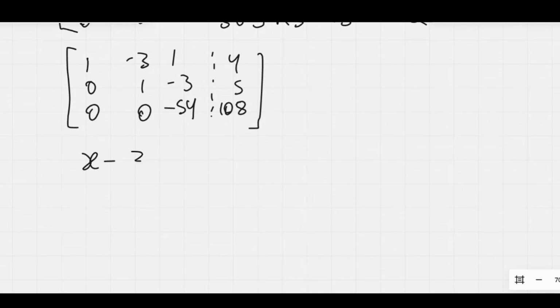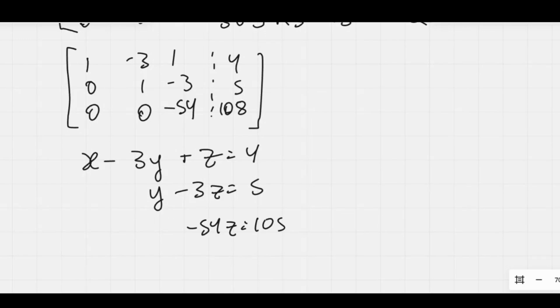x minus 3y plus z is equal to 4. Then we also have y minus 3z is equal to 5. And then we also have just negative 54z is equal to 108. Solving this out, this gives us z is equal to negative 2.